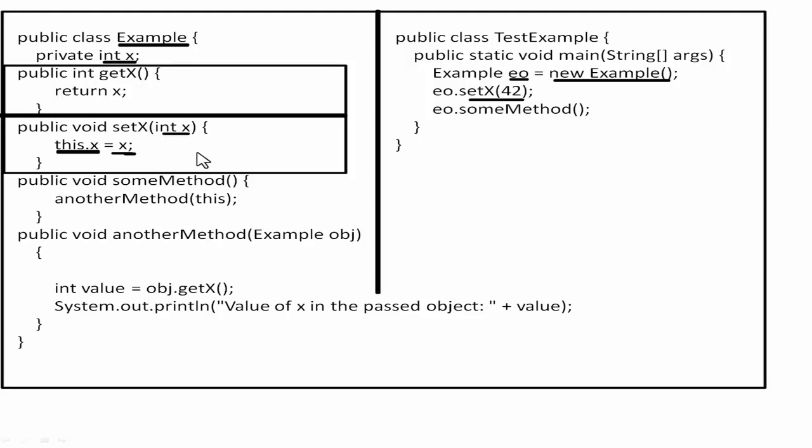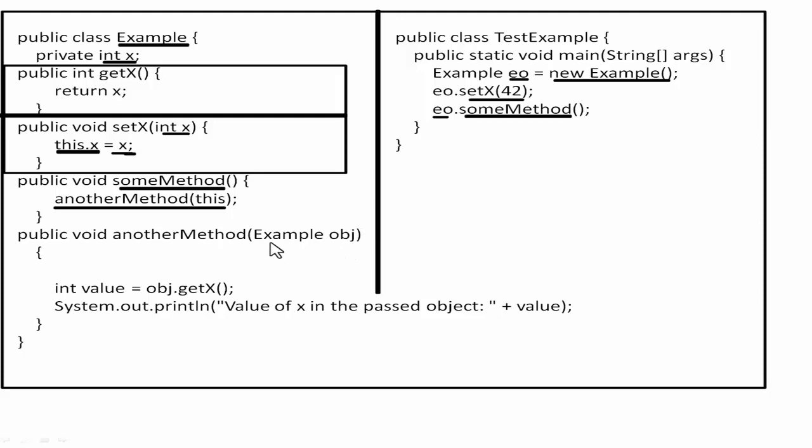Next we are calling the method eo.sumMethod. SumMethod is the name of the method. Whenever you call this function, inside this method it is calling one more method, called anotherMethod. It has a parameter called this. This refers to the current object. Now it is going to pass that particular object.